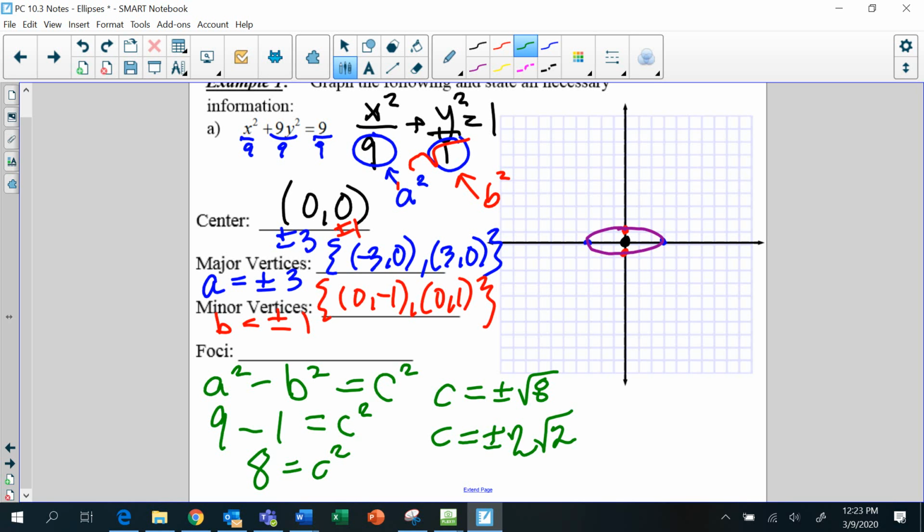Now that value gets added to the center in the same direction that my major axis goes. So is this going to be horizontal or vertical adding? Horizontal, okay? It's the same way that my major axis went. So I just go over here to my center and I'm going to add or subtract 2 radical 2 to the x value. And my foci will be at -2 radical 2, 0, and 2 radical 2, 0.